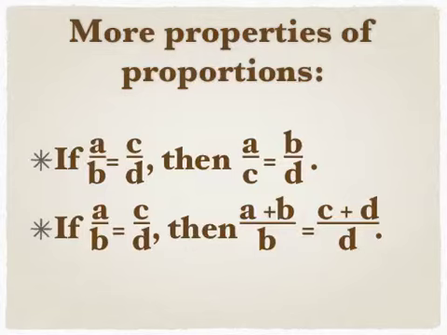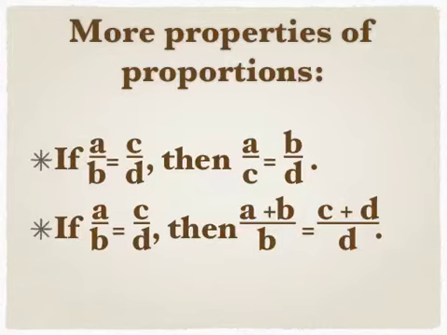If you look at the first one, A over B equals C over D, when we cross multiply, we would have A times D equals C times B. Now when we cross multiply the new one, A over C equals B over D, we get A times D equals B times C. So we get the same cross product.